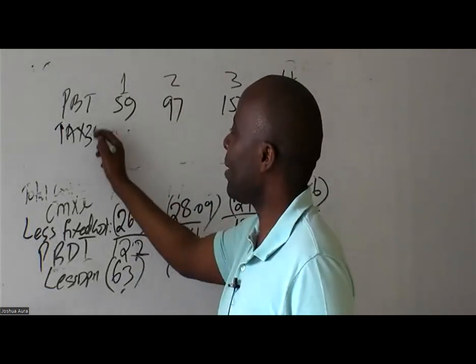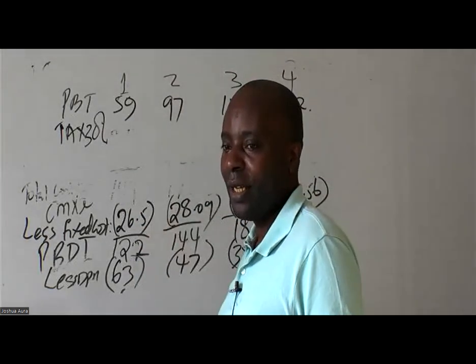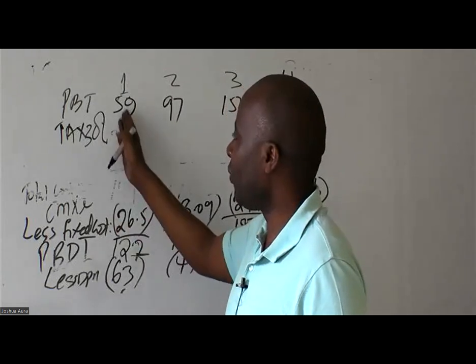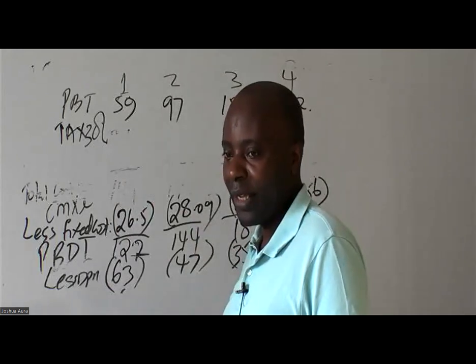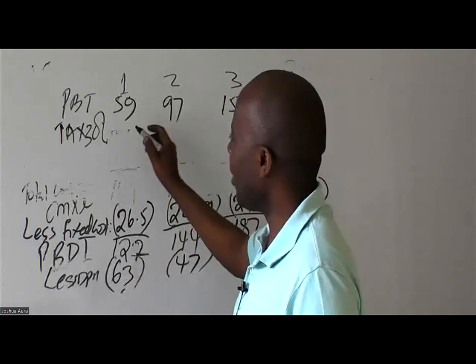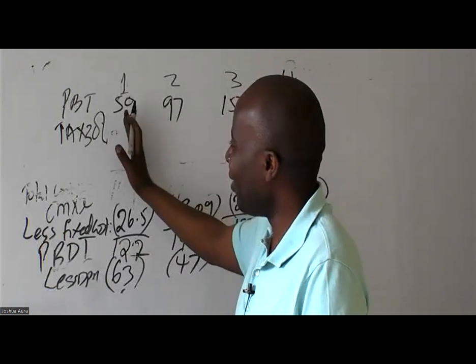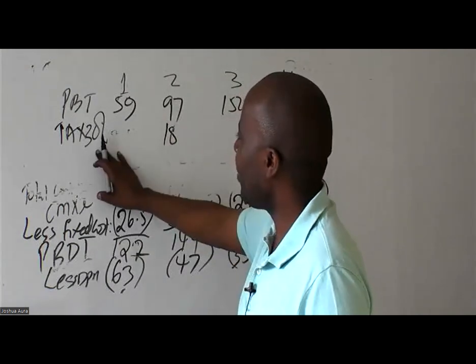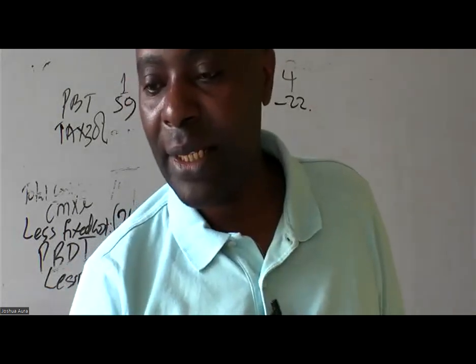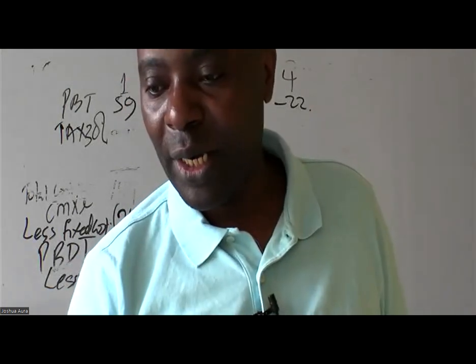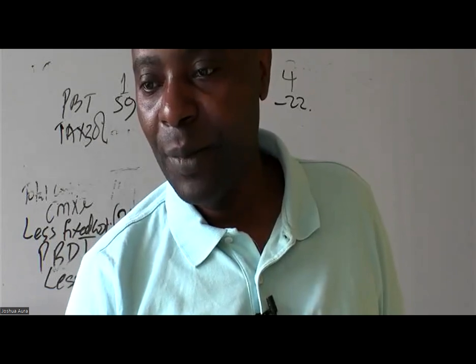But remember, it is 30%, 1 year in arrears. So take 30% of 59, give me a whole number. 18. And remember, 18 will not be paid in year 1, 18 will be paid in year 2. 30% of 90. Remember, they are the ones who have told us 1 year in arrears.